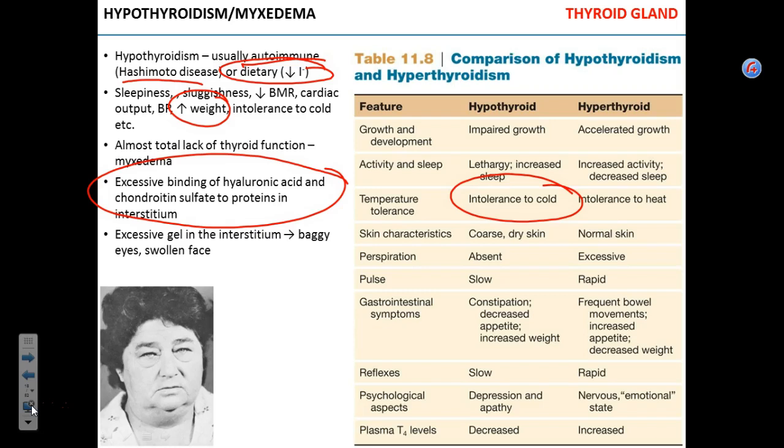And that gel in the interstitium between the cells will lead to the very characteristic edematous appearance, especially in the face. Eyes are baggy, and the face overall is swollen. Does that make sense? That's practically lack of thyroid function. Before we move on, any questions? Good?